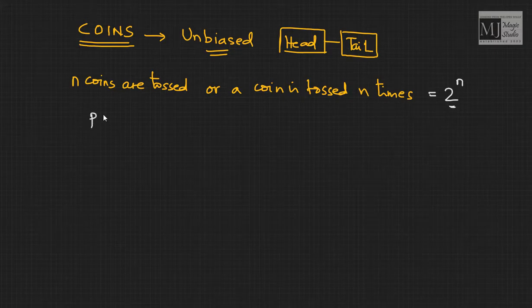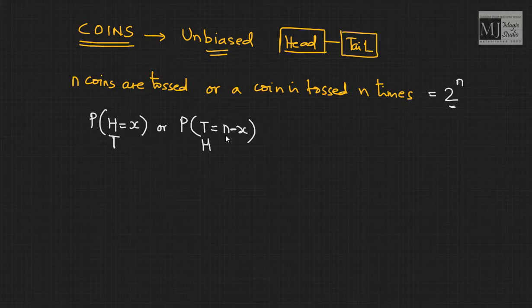Then probability of getting heads equals to x or probability of getting tails equals to n minus x. Both means the same. अगर 3 कॉइन टॉस किए गए हैं और मैंने कहा कि 2 हेड आएंगे तो ऑब्वियसली कितने टेल आएंगे? 3 minus 2 equals to 1. दोनों के लिए एक समान है. यहाँ पर अपने हेड की जगह पर टेल भी पूछ सकते हैं, यहाँ टेल की जगह पर देन हेड कैन बी आस्क्ड.